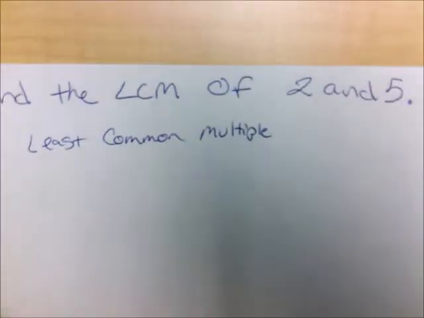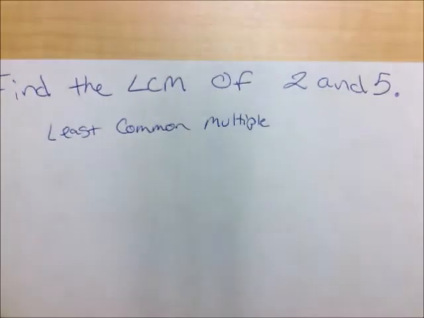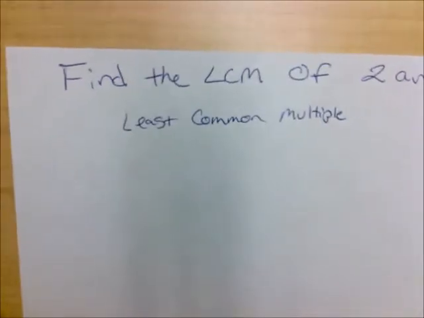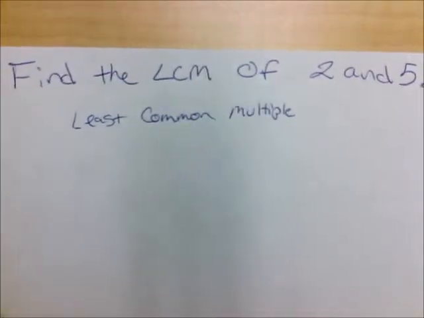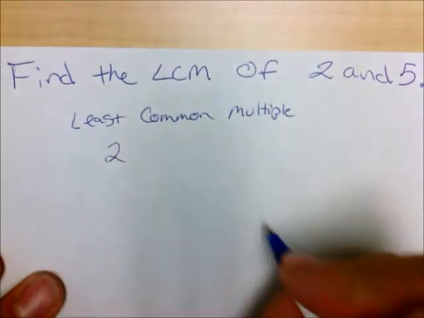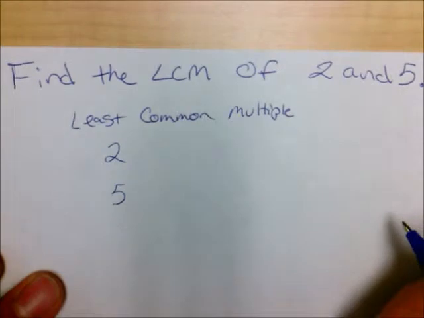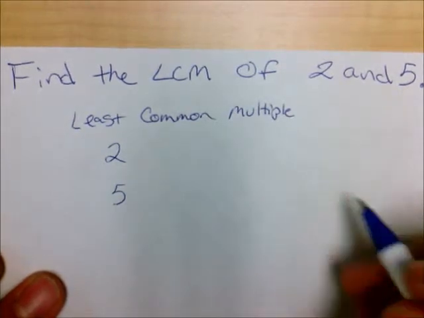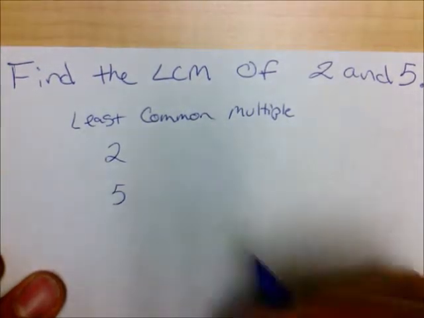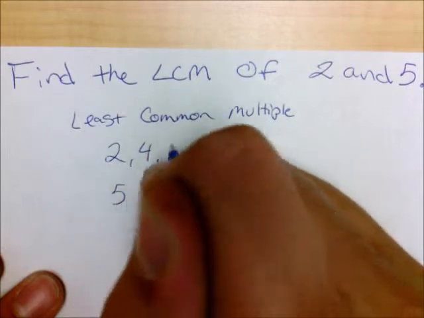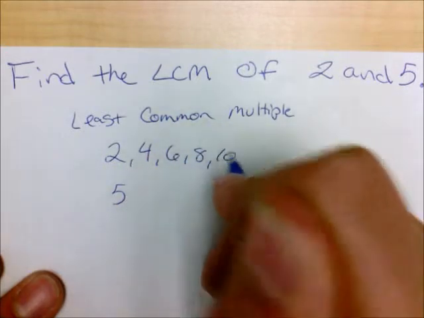The way I like to do LCM is a very simple process. We just call it the list method, L-I-S-T, and it's exactly what we do. You list out the multiples of the two numbers. So if it says find the LCM of 2 and 5, I'm just going to write a 2 and a 5, and I'm going to start counting by the numbers. Usually I like to tell the students, go out to the first 5 on each of them until you find a common number. So 2, 4, 6, 8, 10.